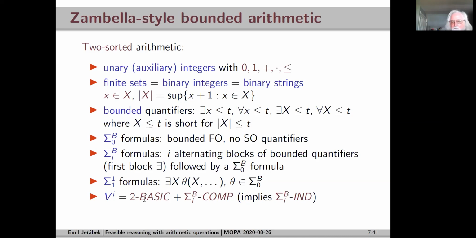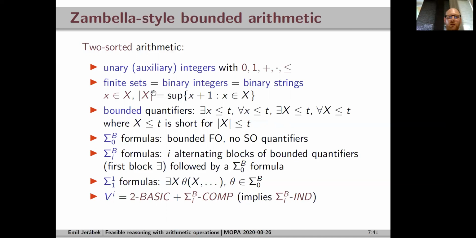Then we have the basic theory that's kind of an analog of Robinson arithmetic in this context or something. And then we have comprehension for Sigma^B_i formulas. So in particular, the kind of basic theory is V0, where we have just comprehension for bounded formulas with bounded first order quantifiers and no second order quantifiers. This Sigma^B_0 comprehension implies Sigma^B_0 induction.